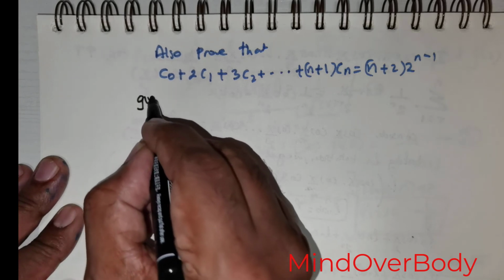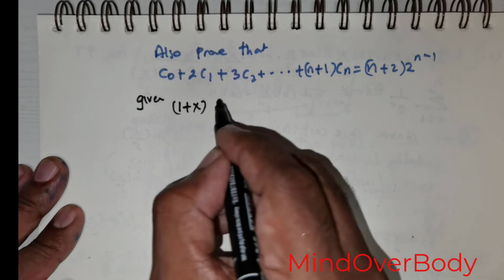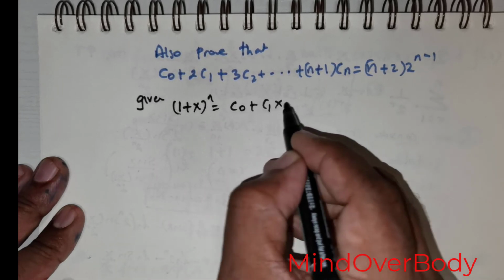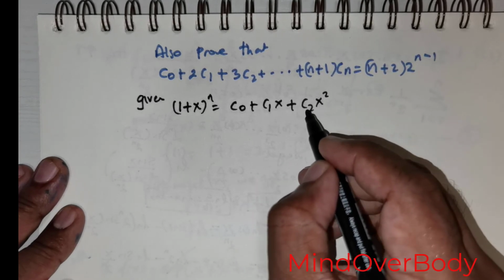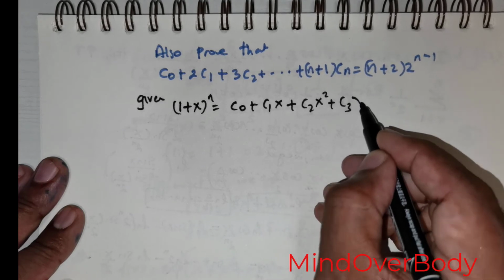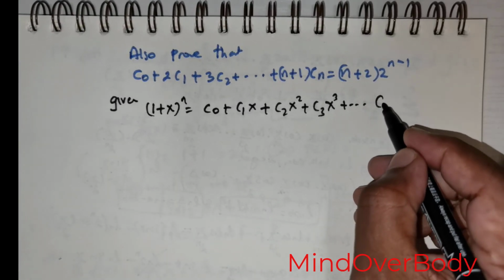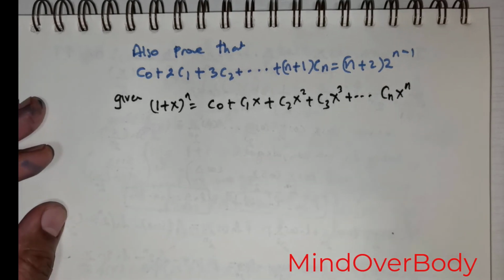So what are we given? We are given that (1+x)^n is equal to c0 + c1x + c2x² + c3x³ + etc., and this is cn x^n. This is what has been provided for us.